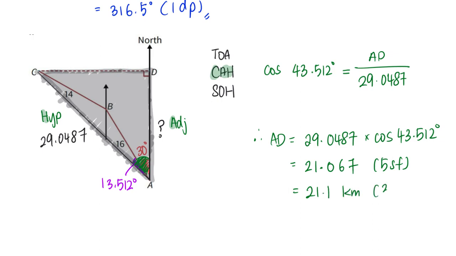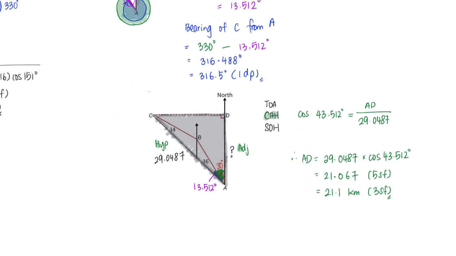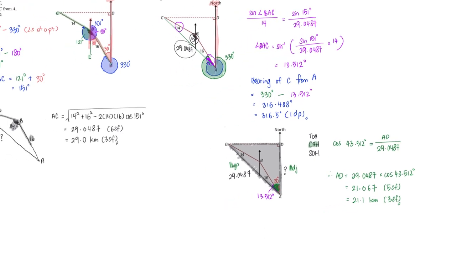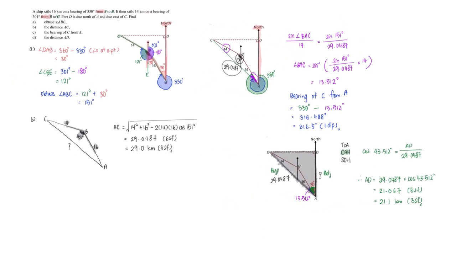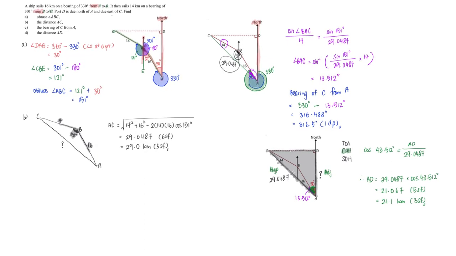21.1 kilometers, 3 SF. And with that, we have come to the end of this question where it requires us to apply cosine rule, sine rule, and SOH CAH TOA. Yeah, so this is a pretty long question.